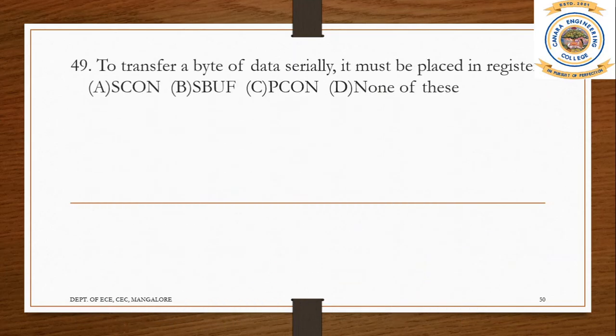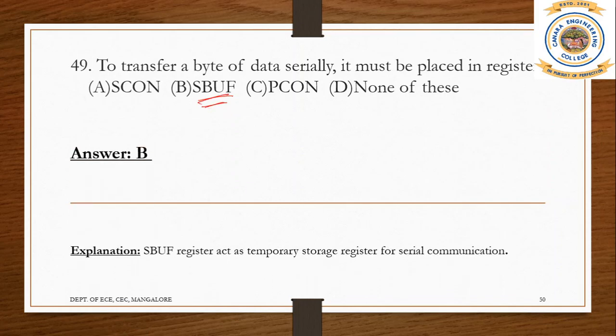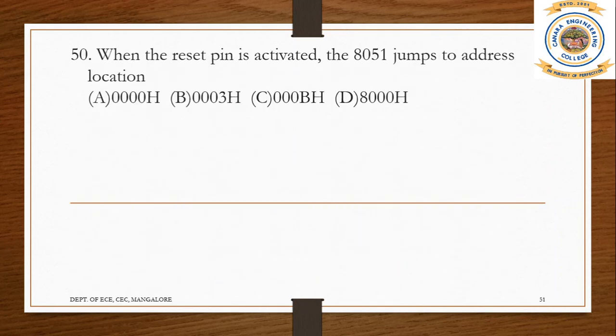To transfer a byte of data serially, first it should be placed in which register is the question. We have already discussed this in the 47th question. Whenever you go for serial communication, receive or transmit, you will keep the data first in the serial buffer register, the SBUF register. It is a buffer register because it is temporary storage. The serial buffer register is used for serial communication only, so that's why it has this name. So the answer is B, serial buffer register. Remember this. Okay, so my last question.